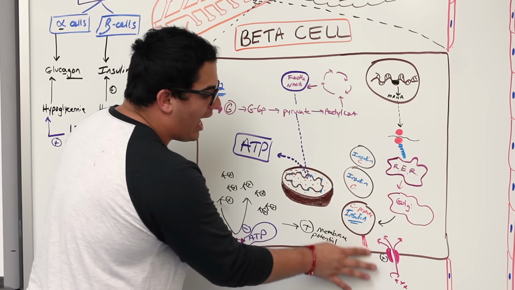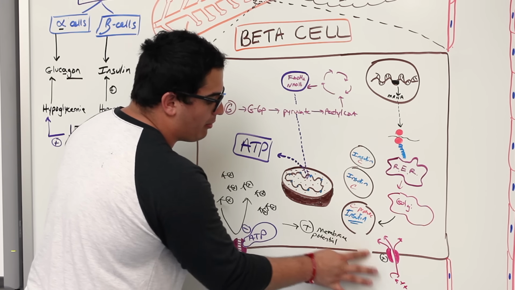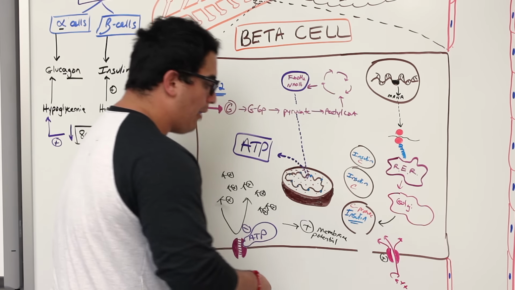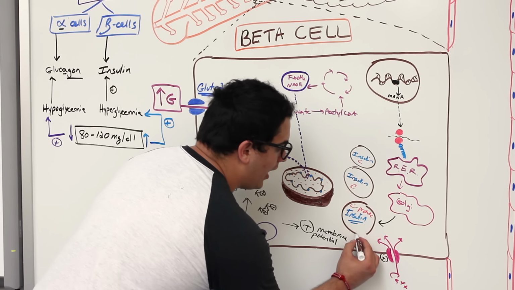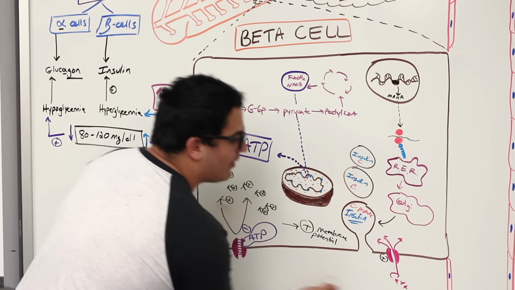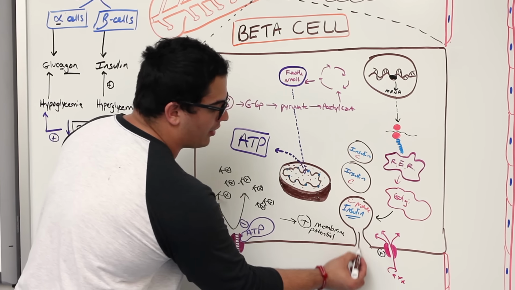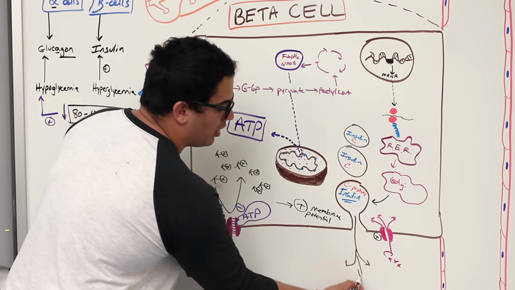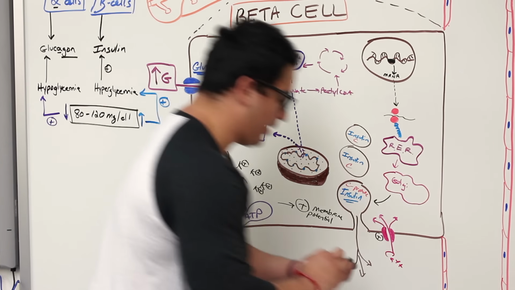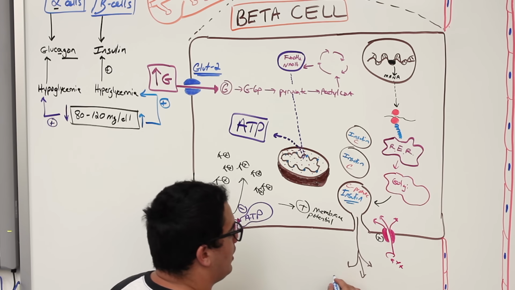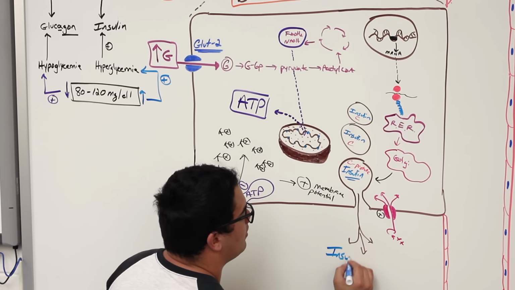When that happens, what happens to this vesicle and the cell membrane? They fuse. And whenever this fuses, it opens up into the actual blood. And what does it release out? It releases out the insulin. So now what do we release out here? We release out insulin.